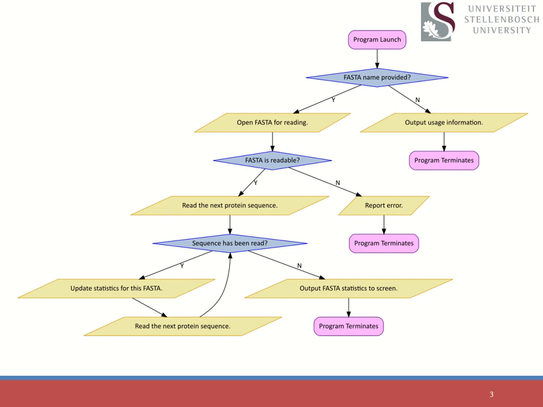So, having attempted to read a protein sequence, we should ask, did we succeed or not? Did we get a protein from that effort? So if we have, some math to do. So remember that the tool we're writing is going to count how many proteins there are, and it's going to tell us how frequent each amino acid is in that database. So we need to update our statistics once we have a protein sequence that we've read. And then we attempt to read the next protein sequence. So you see, we started this off by reading the next protein sequence. Having dealt with this one, we try to read the next one, and then we ask again, has the sequence been read?